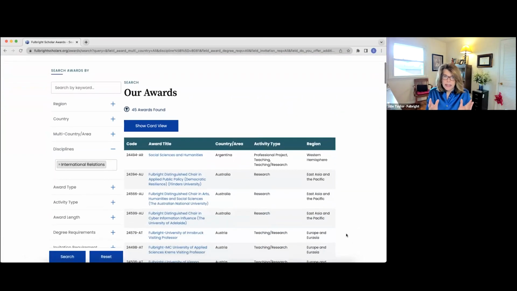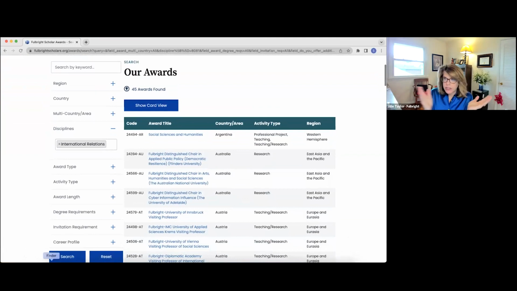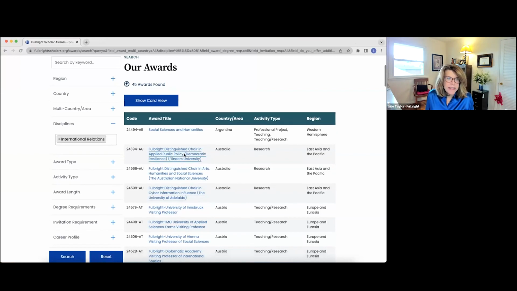And what's included in this is things as broad as social sciences and the humanities, and then things as specific as, I like this one, the Fulbright Distinguished Chair in Applied Public Policy, Democratic Resilience. It's even more specific than that. So the social sciences and humanities, it's very open. Let's click on the Fulbright Distinguished Chair in Applied Public Policy in Australia at Flinders University. It's the second one. Thank you.